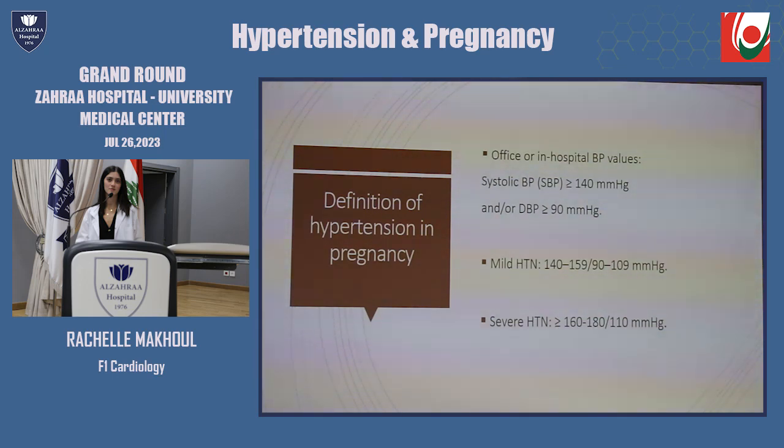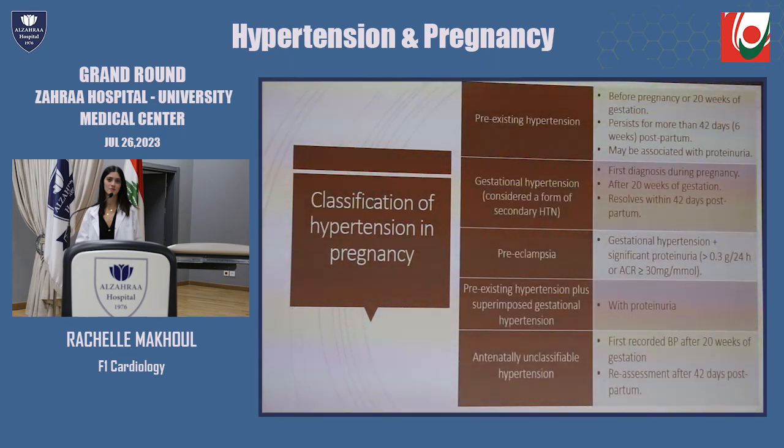Now, hypertension in pregnancy is diagnosed whenever we have office or in-hospital blood pressure values of more than 140 systolic and/or diastolic blood pressure more or equal than 90. Mild hypertension is between 140 and 159 over 90 to 109, and severe hypertension is systolic blood pressure of 160 or more and/or diastolic blood pressure more or equal than 110. Now, we classify hypertension into 5 entities. We have what we call the pre-existing hypertension. It's when we have hypertension present before pregnancy or before 20 weeks of gestation, and it usually persists for more than 6 weeks postpartum. However, gestational hypertension is when we have the first diagnosis of hypertension during pregnancy and after 20 weeks of gestation, and it usually resolves within 6 weeks postpartum.